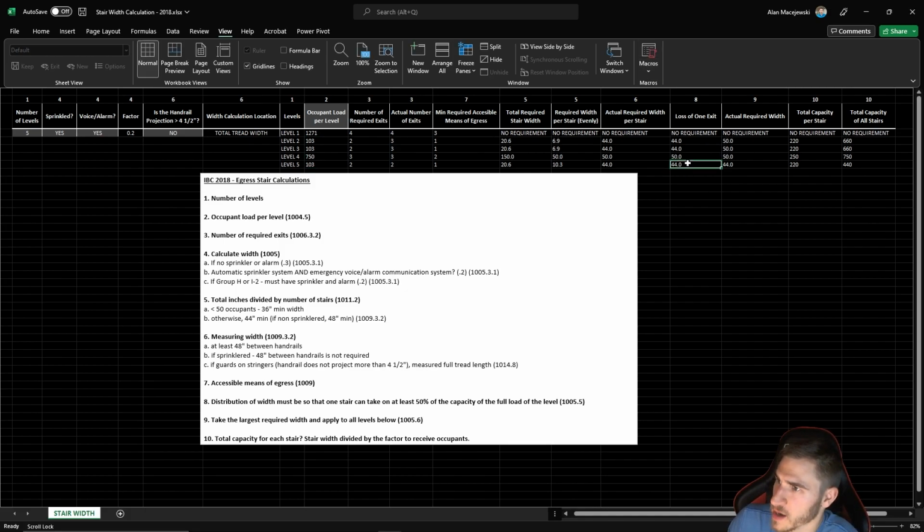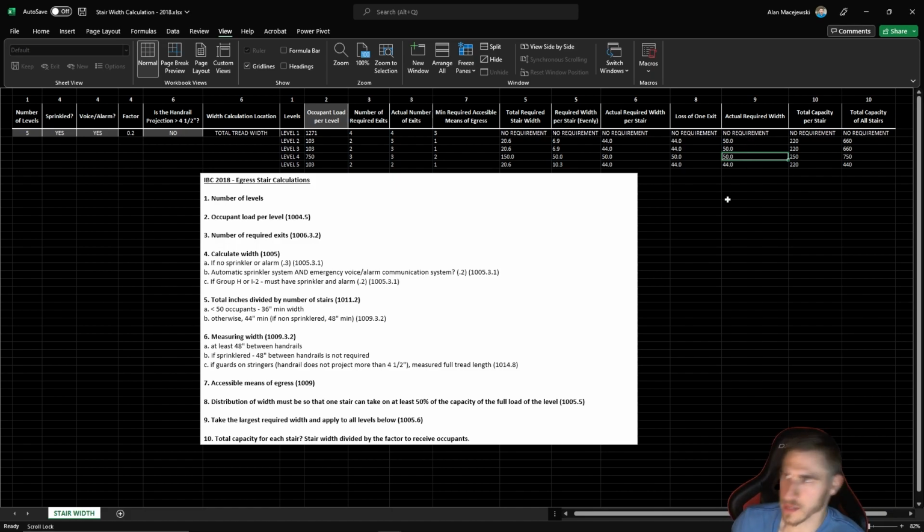So obviously our required width here is 44, and then it goes up to 50 based on this 750 occupant load. But if I look at the actual required width column, I can see I only need the 44 between my 2 stairs from level 5 to level 4. But as soon as I get to level 4 with that increased occupant load, I do have an actual requirement of 50. And we can see it's obviously right here and right here. It's actually mainly pulling from this column here. So I've got the 50, but then you can see every level below that is also 50.